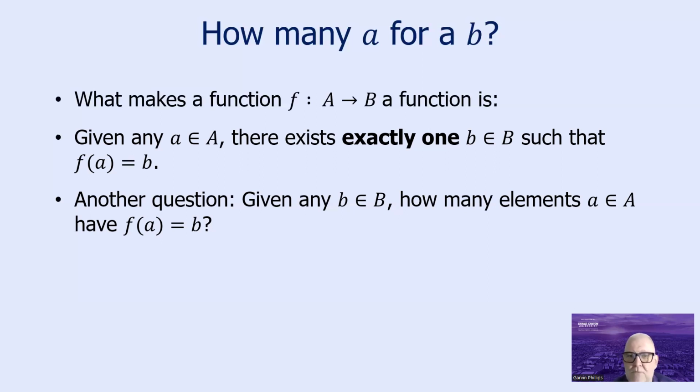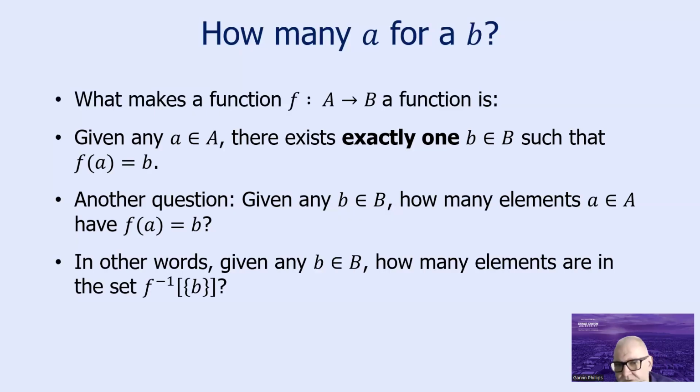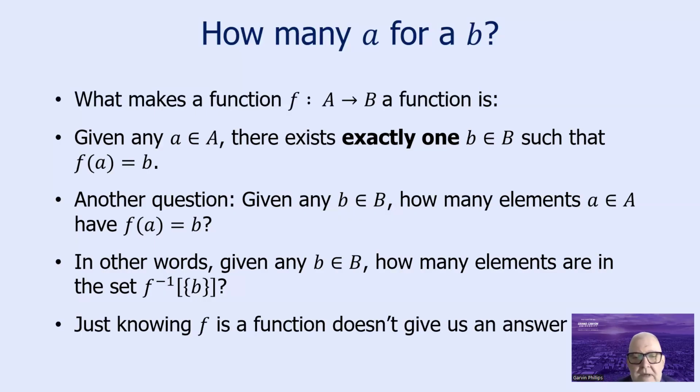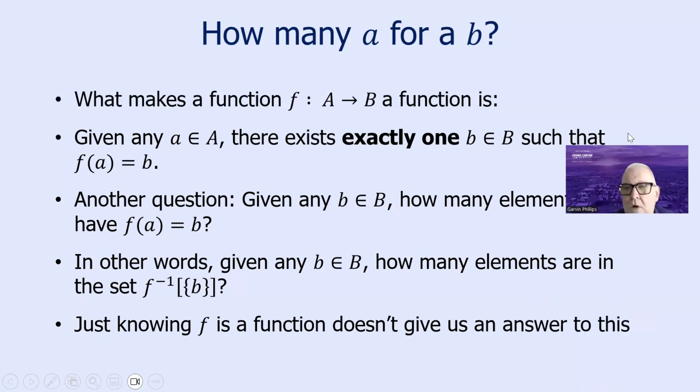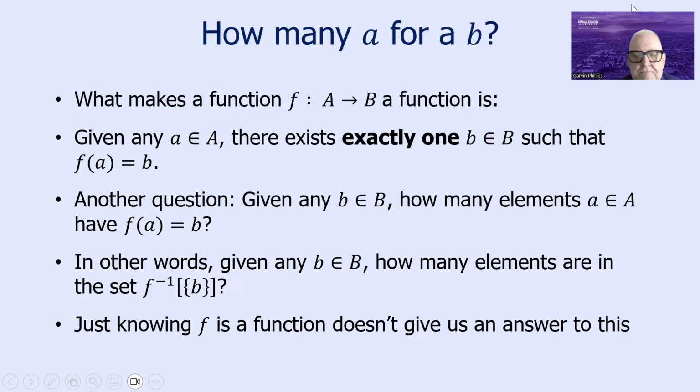This next question is, well, given a B, say 4, how many elements in A go to B? Well, -2 and 2 both go to 4. So that becomes a little bit different. So given any B in B, how many elements are in the set F inverse of B? And this might help make the previous question make sense, which is why I want to go through this. Just knowing F is a function doesn't give us that answer. We don't always know that because we don't know necessarily what the function is.